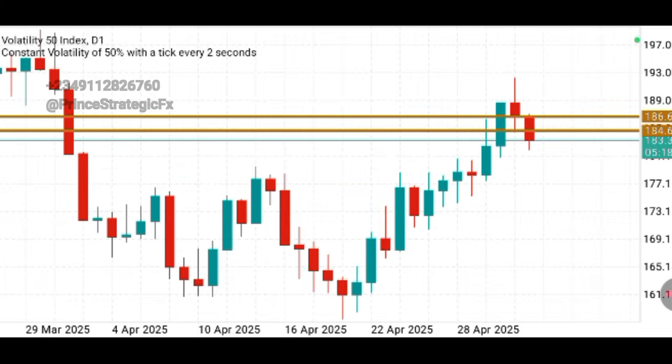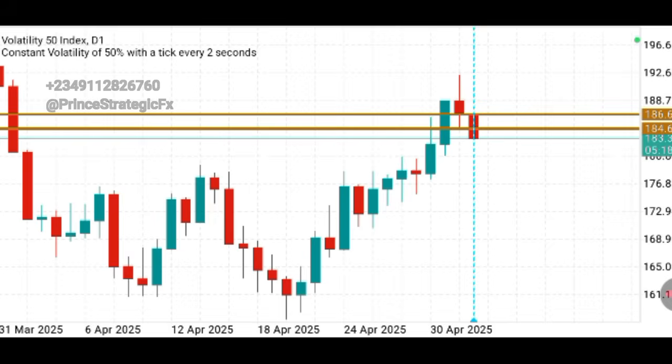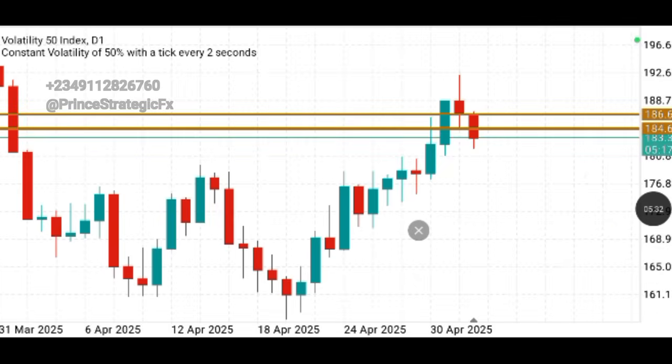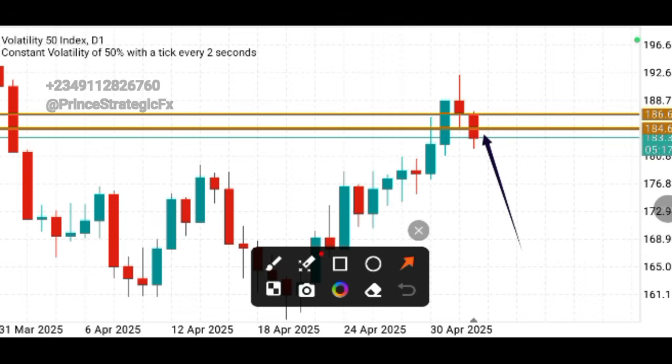Now this is the daily time frame. I'll be using tools here so you can really understand. So you've marked out your previous daily low and the previous daily close, like the close of the day.